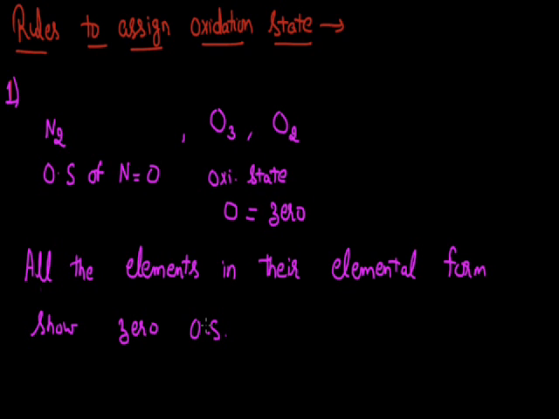So this is the very first rule that will help us to find the oxidation state of any element when it is going to form the molecule of an element. Now we will be dealing with the second rule that talks about the oxidation state of elements when these are present in the compound form.